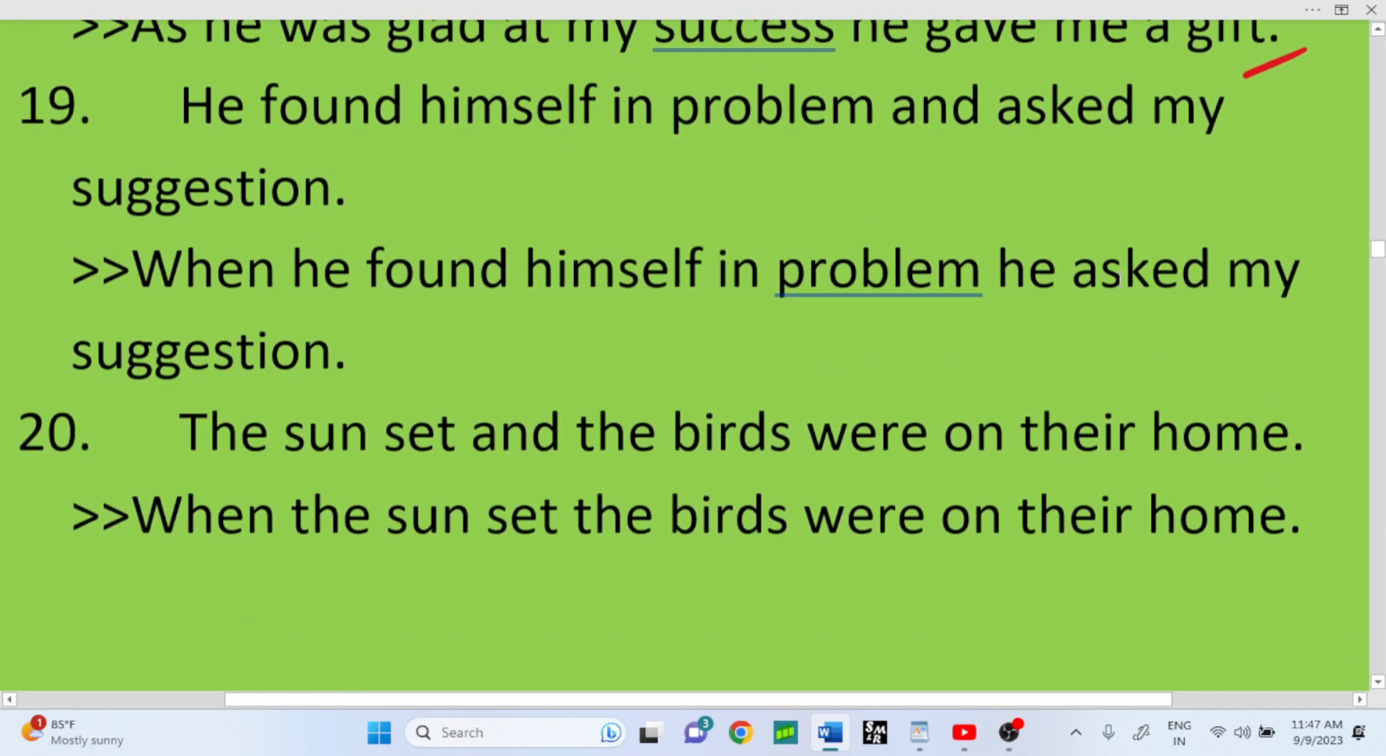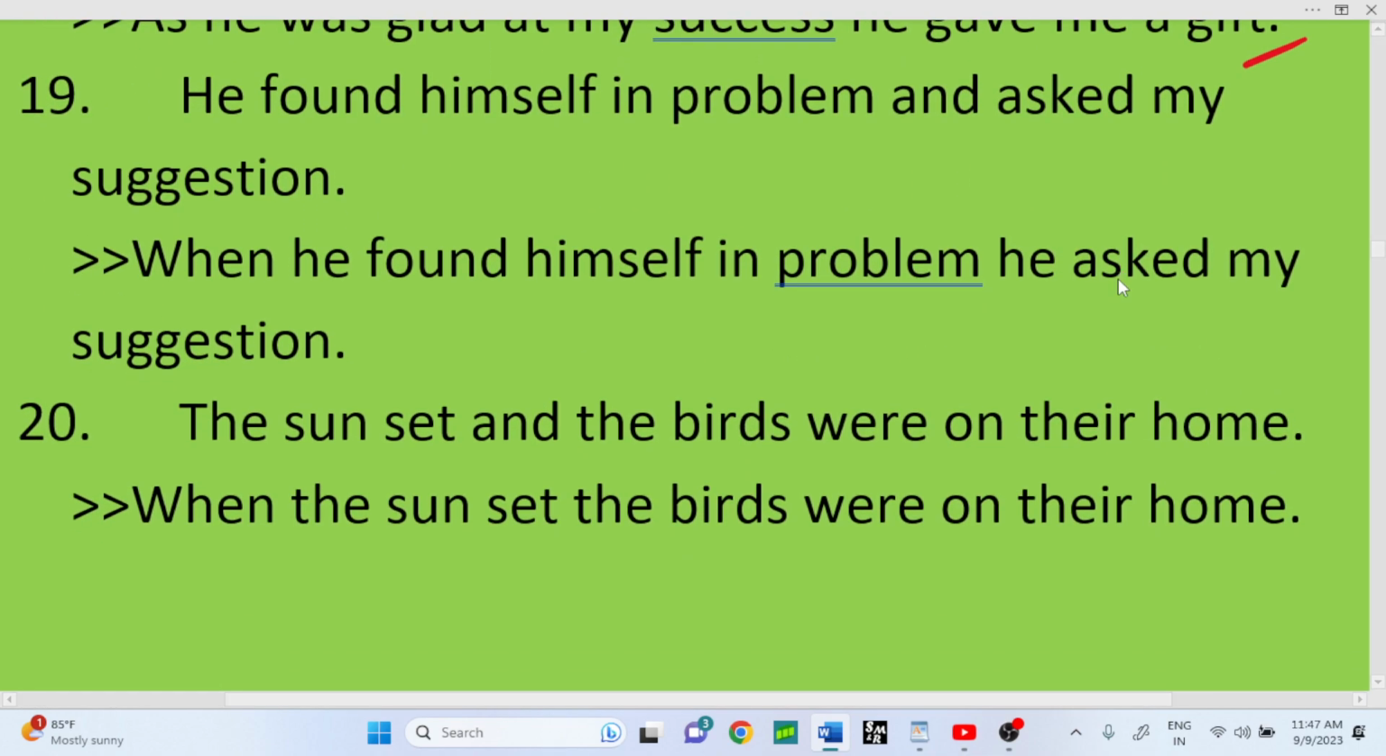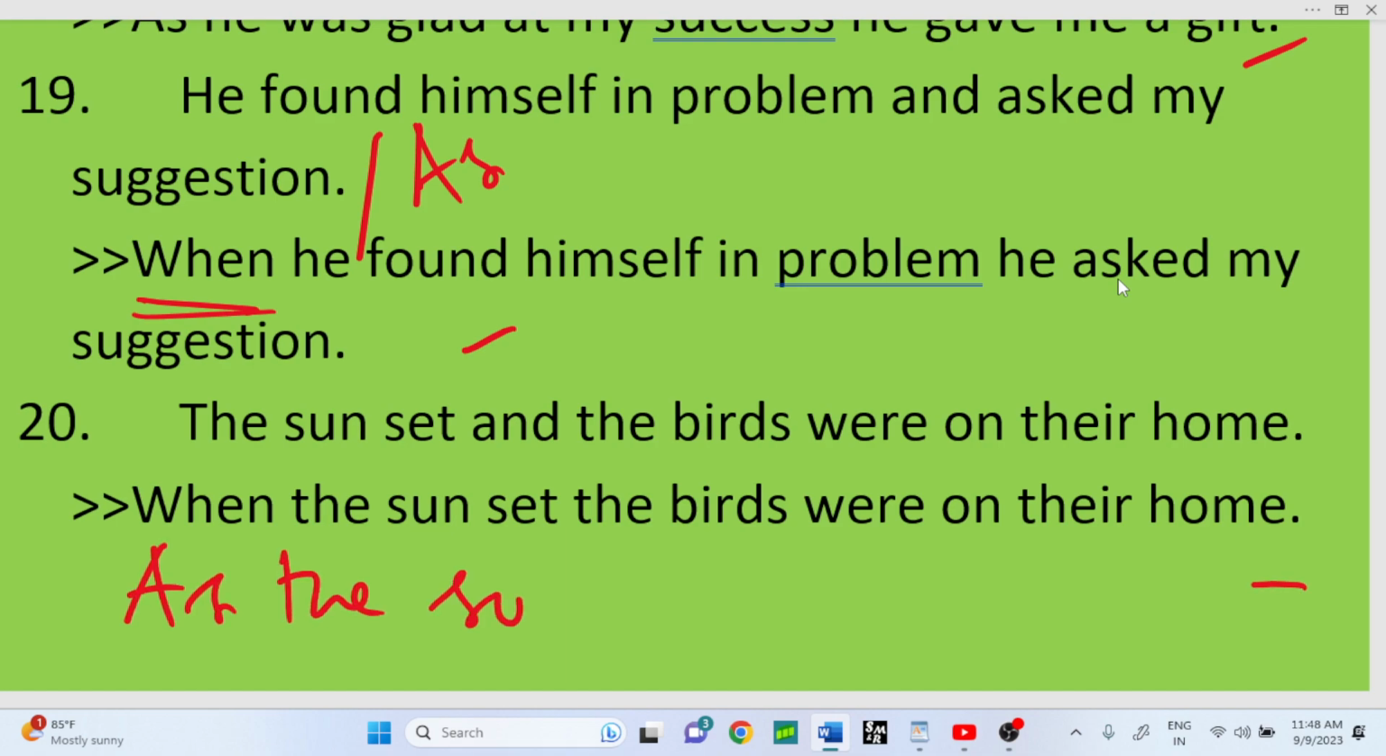He found himself in problem and asked my suggestion. When he found himself in problem, the very first one, adverbial clause of time. When he found himself in problem, he asked my suggestion. Or as reason. As he found himself in problem, he asked my suggestion. The last one, the sun set and the birds were on their home. When the sun set, the birds were on their home, or as the sun set. The rest of the question should be written as: as the sun set, the birds were on their home.